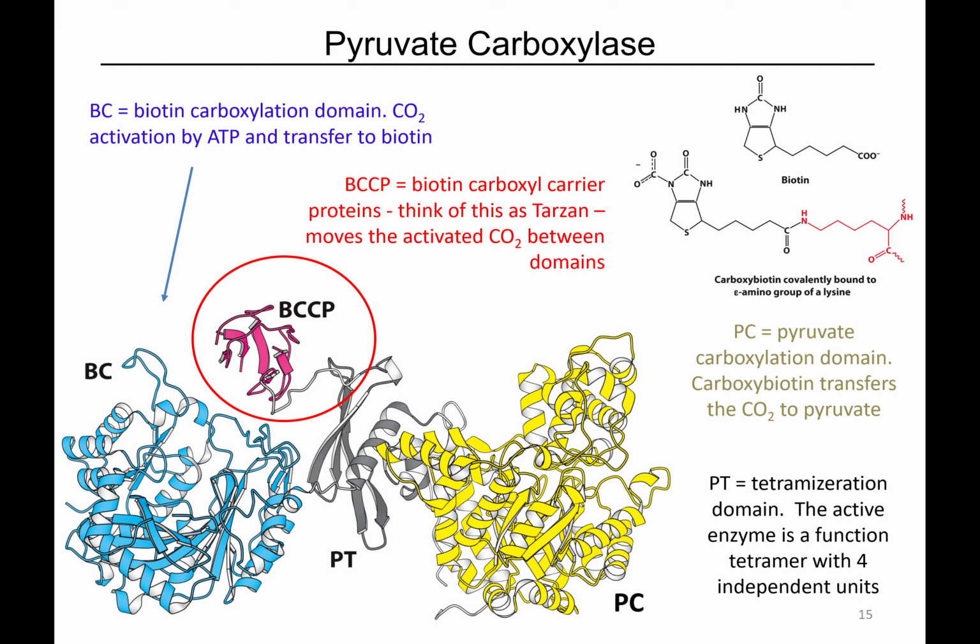So we have 4 of these functional units all together, meaning that we can have 4 of these reactions happening at the same time, making the overall process a lot more efficient.